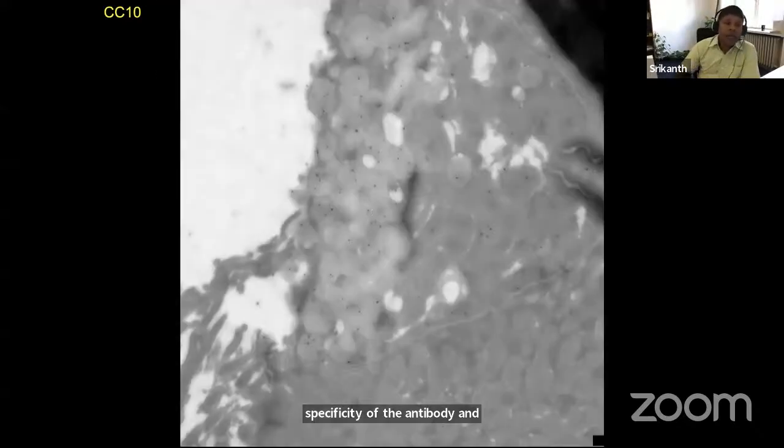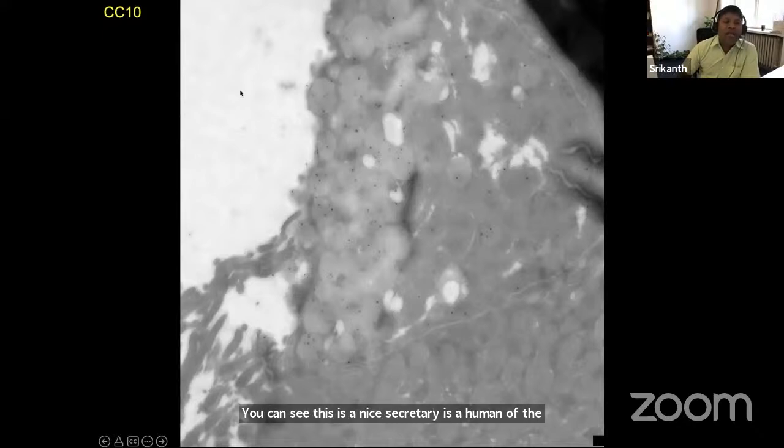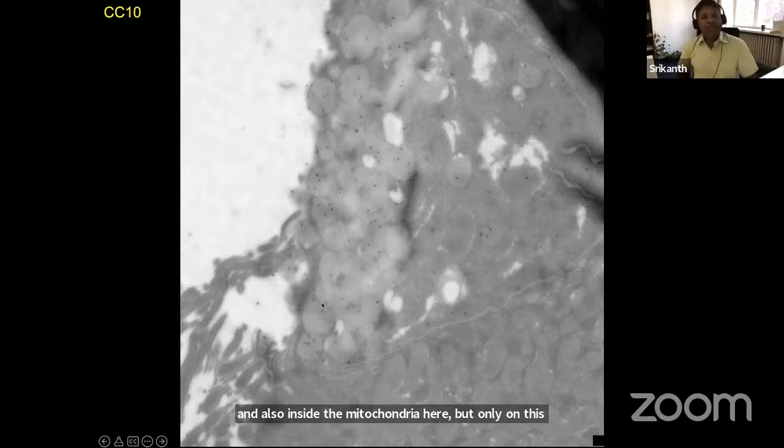You can see this is the lumen of the tissue, the bronchiolus terminalis, and then you can clearly see a cell junction to another junction, one cell and this is another cell. A lot of mitochondria are clearly seen here, and also inside the mitochondria, but only on the secretory granules can you clearly see the labeling, and that again shows the specificity of the protein.